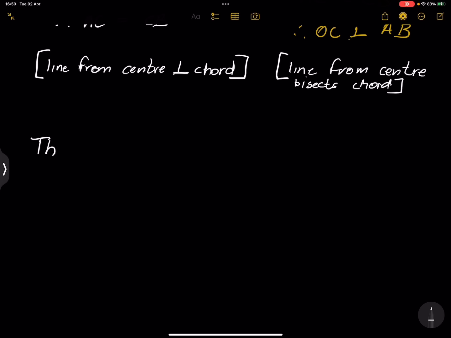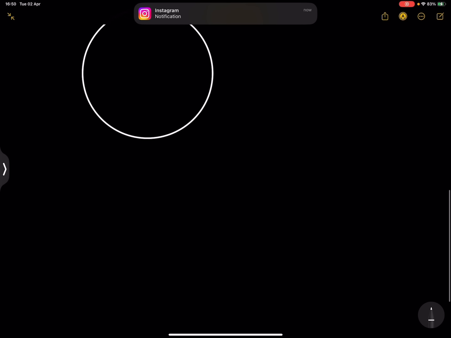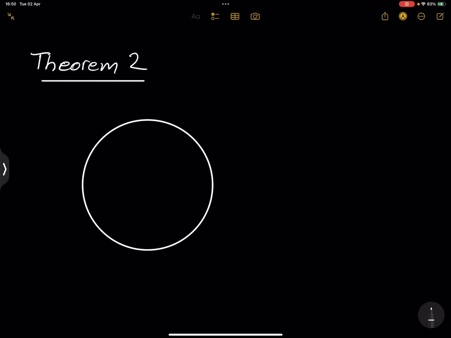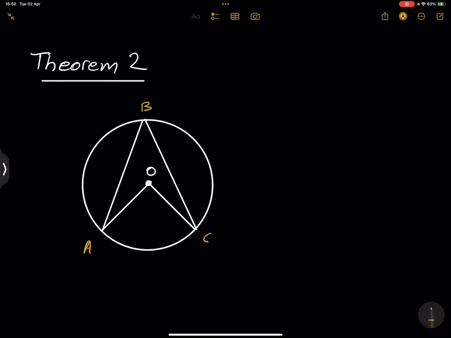So theorem 2, as we swiftly move along. What does theorem 2 state? It simply states, again it has to do with the center, that the angle at the center will be equal to 2 times the angle at the circumference. So supposing that we've got a center, which is O, let's give the names there. Let's suppose that this is A, this is B, and this is C, and that is our center, which is O.